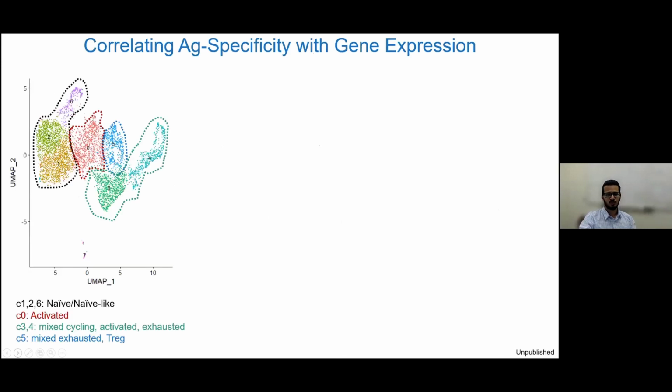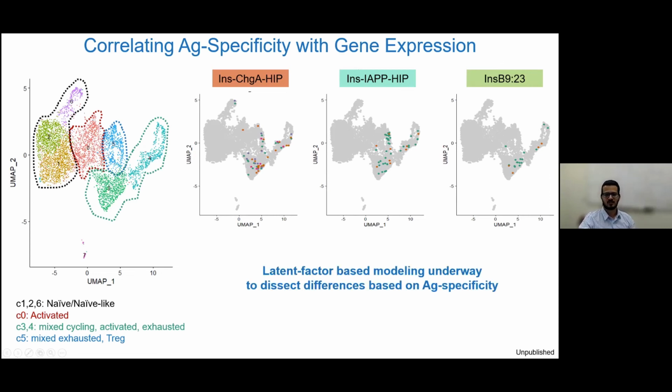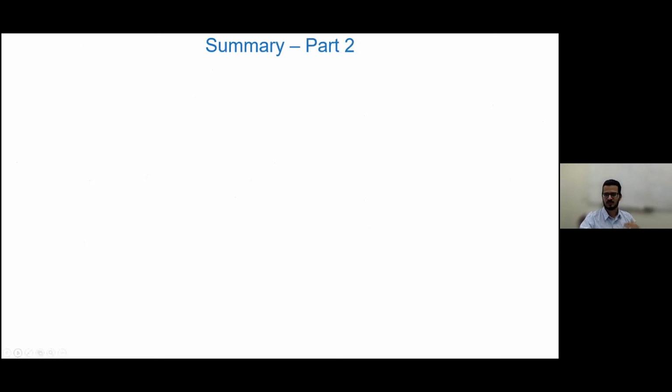But one of the things we can do is, because we started with TCR sequences, upon identifying the antigen specificity, we can take those specific TCR sequences and look at the gene expression signatures of the T cells that are specific to those antigens. Again, this is ongoing, but we are looking at latent factor-based modeling to look at gene signatures that influence or that are influenced by the antigen specificity of the T cells.